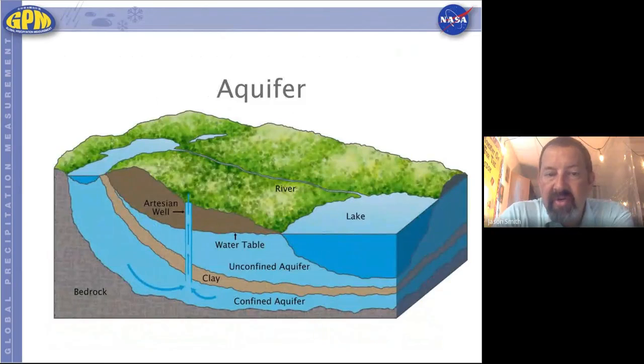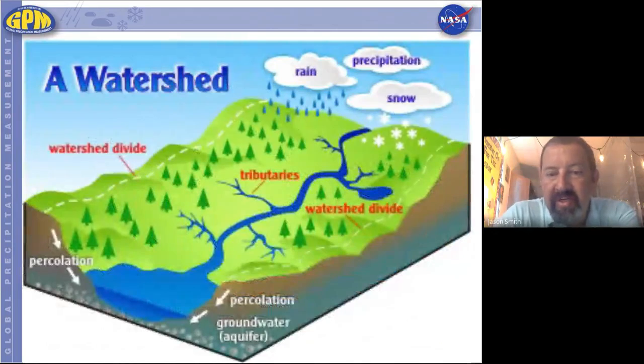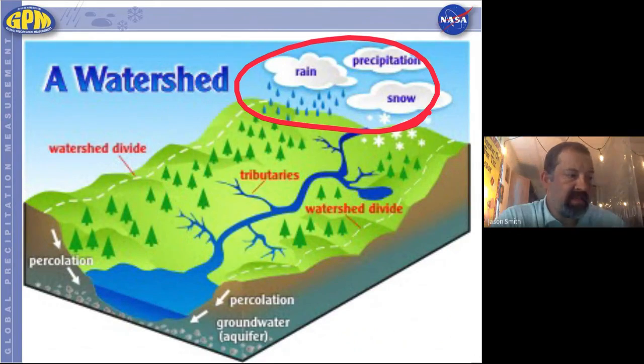So here's how the aquifer looks. You can see how it can drain down into there, seep under the water, see how high the water table is as the ground increases. A full watershed here, as we can see, we have rain, snow, precipitation up here that comes down, lands on the ground, and then all of it's going to run downhill into the groundwater and the lake here.